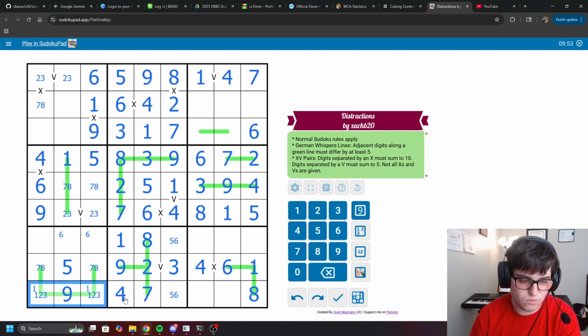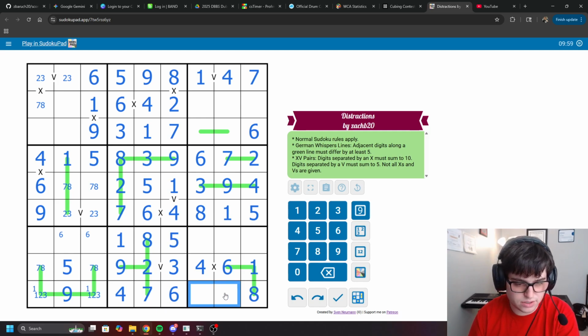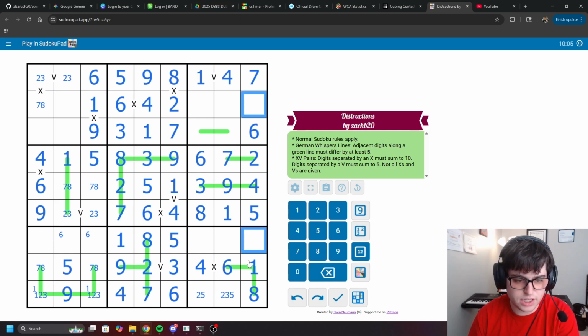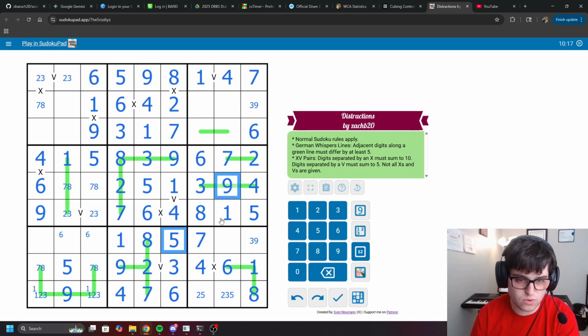Yeah. Where can 6 go? Not here, so the only place in a row would be there. So this is going to be 2, 3, or 5. That's not 3. Finishing up here, this is 3 or 9. We don't know exactly what it is. There is a 7, which has to go here. So this is basically 2, 3, 5, or 9. It's not 5 or 9, so it's specifically 2 or 3.